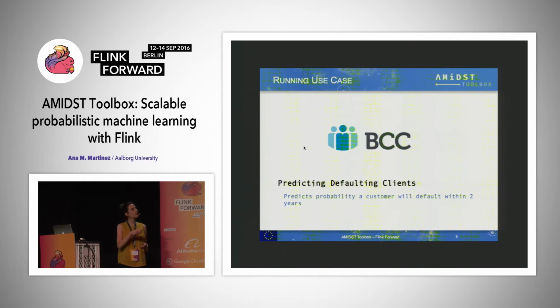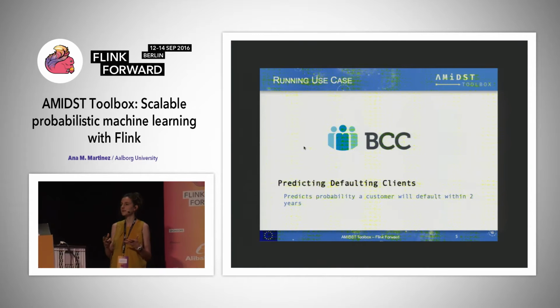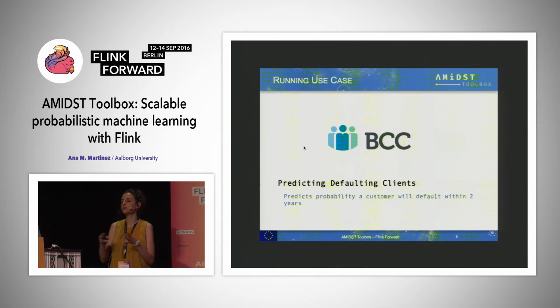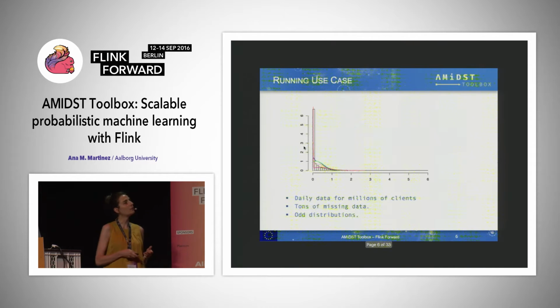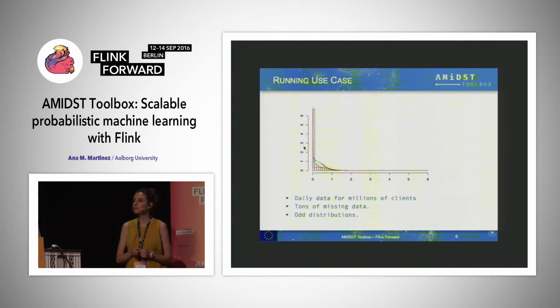We were approached by our BCC partner, and they told us that they had this problem: they wanted to predict defaulting clients, to know which of the clients will default in the following 2 years. Until now, they were using a logistic regression model, so their goal was to improve the performance. So we said, okay, that's a pretty good problem, and should be relatively affordable.